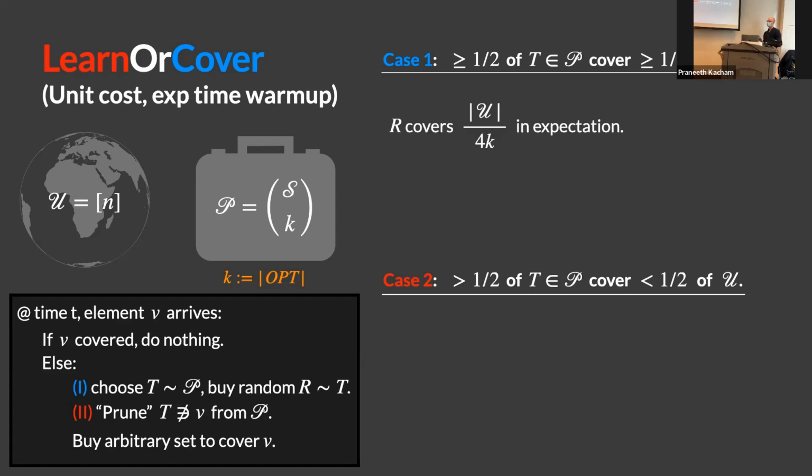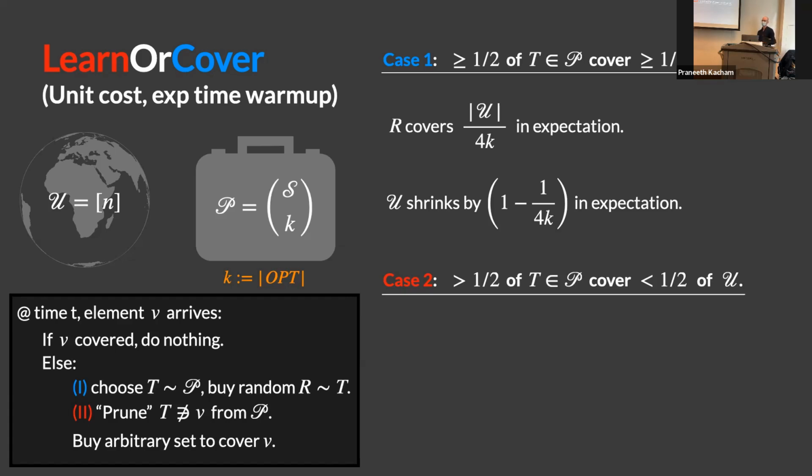So in case 1, I claim that the R that we sampled covers at least size of U over 4K in expectation. Why is this? Well, half of the T in P cover at least half of U. So the T that I sampled should cover at least a quarter of U in expectation. And now T is a K tuple, recall. There's K sets in it. So if I pick one of the sets uniformly at random, I'll cover like 1 over K of that. Okay, great. So that means that the R that I pick shrinks U. If I imagine deleting from U anything that R covered, U will shrink by something like 1 minus 1 over 4K in expectation. Right? Questions?